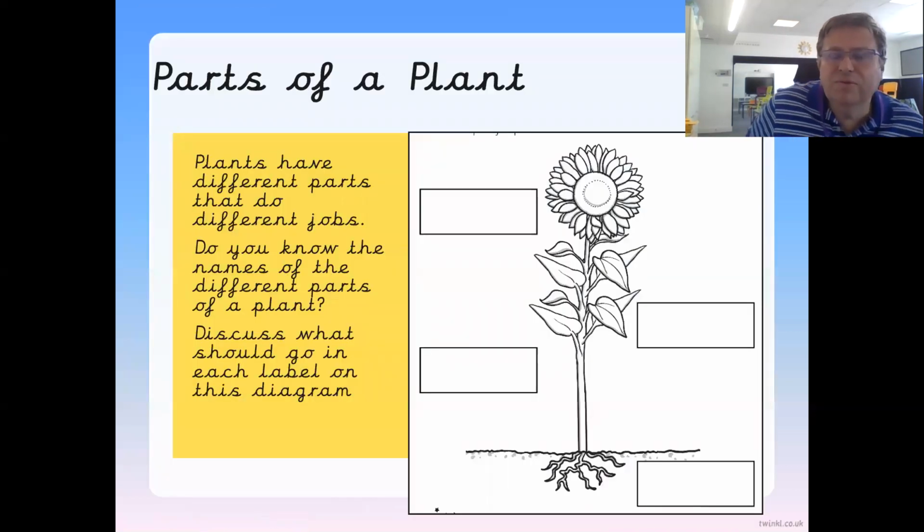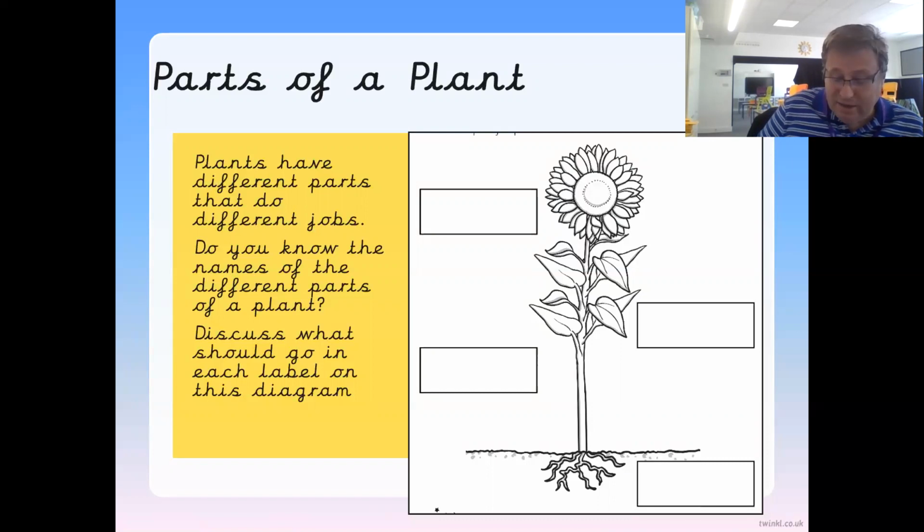Right, moving on. Plants have different parts, and different parts have different jobs. So the first thing we're going to do is see if we can name the different parts of a plant or flower. So look at this picture underneath, and there are 4 boxes to describe 4 different parts of a flower. I want you to pause this video and talk to an adult, talk to someone, and see if you can name the different bits of the plant. So what would you put in each of these boxes as the name for each part of the plant? Pause the video and have that discussion now.